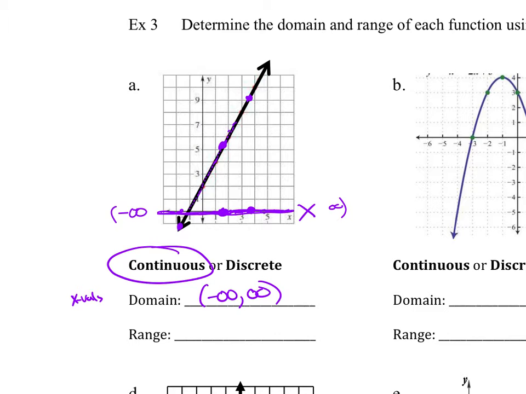Let's look at the range, and we'll use a different color for range. For the range, I'm looking at what y values are represented on this function. All the points on the graph, these are all the y values that are shown on the graph. If I just went through all of them, all the way up to the top, all the way down to the bottom forever and ever, I'd hit every single y value. And so our range is all the y values. Well, guess what? We say negative infinity to infinity for that also.